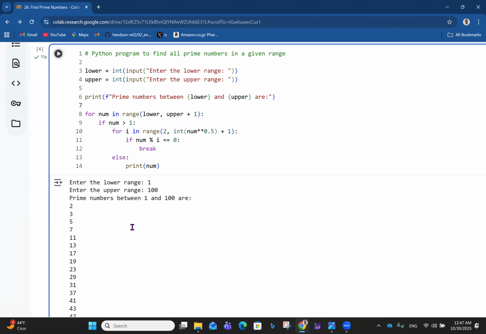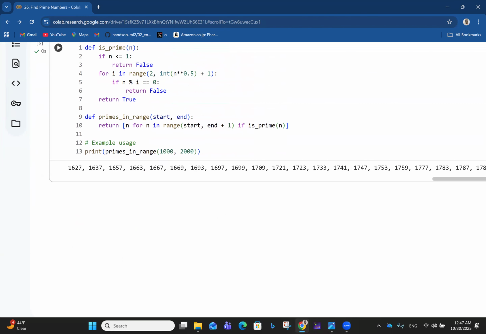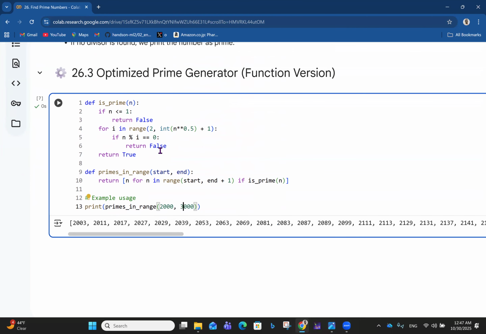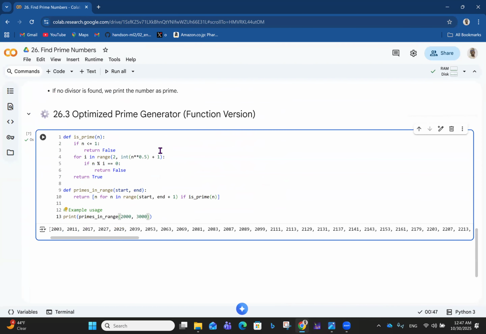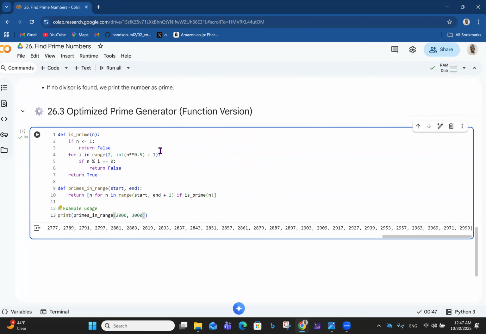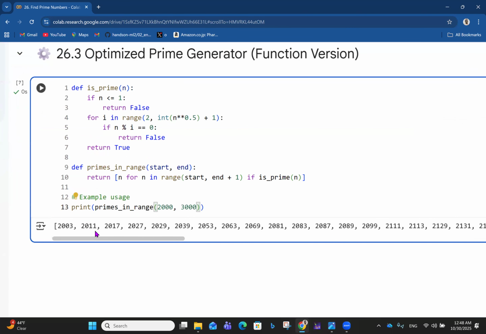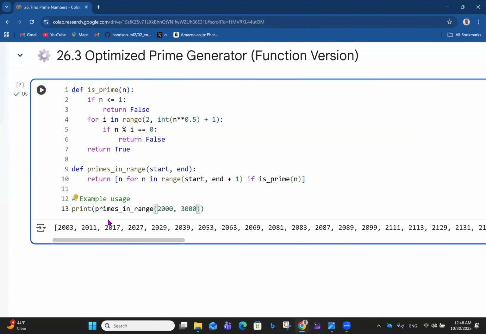Okay, let me do something. Since we are in the 21st century, I want to do 2000 to 3000 to know the years in this century that are prime numbers. Okay, 2003 was a prime number, and 2999 is also a prime number, and so on and so forth. 2005 obviously is not a prime number. Before 2025, the last prime number year we had was 2017.